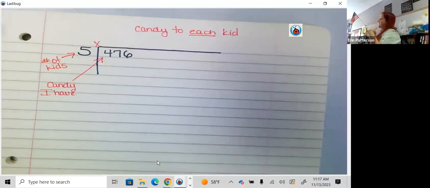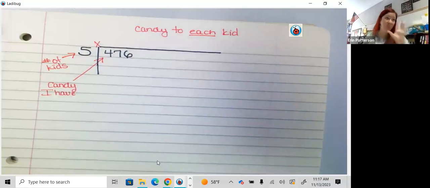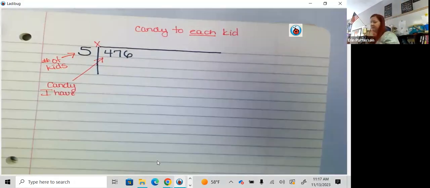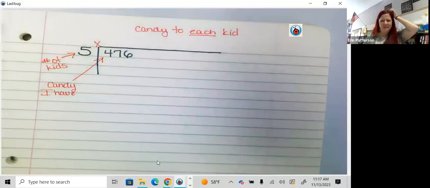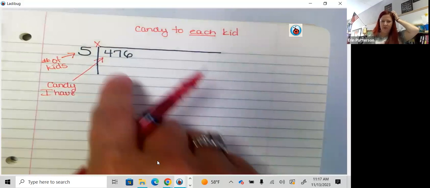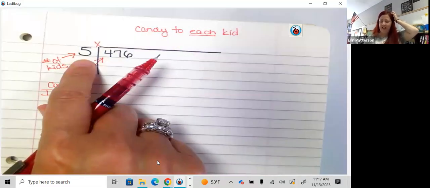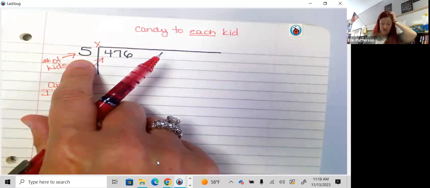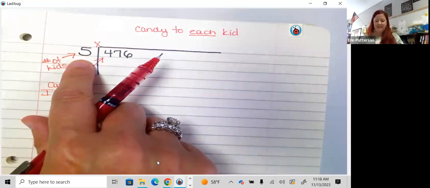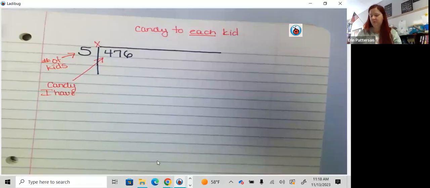I want to find the biggest friendly number I can, because the bigger the scoop I take out, the fewer times I have to do it. Right? The more candy I give to each kid at the beginning, the fewer times I have to keep scooping. Okay? So look back at your friendly numbers and decide, what do you think is the biggest friendly number we could use? Talk with your friends. What's a friendly number we could use for 5 kids? Could I give each kid 1,000 pieces? Okay, so talk with your friends. What might be the biggest friendly number we could use?